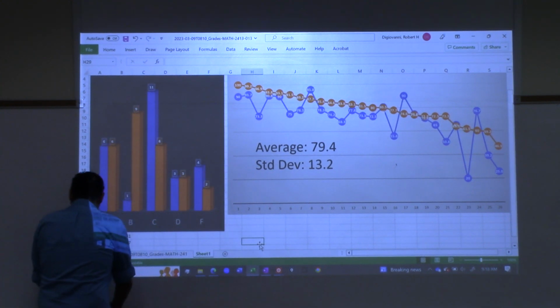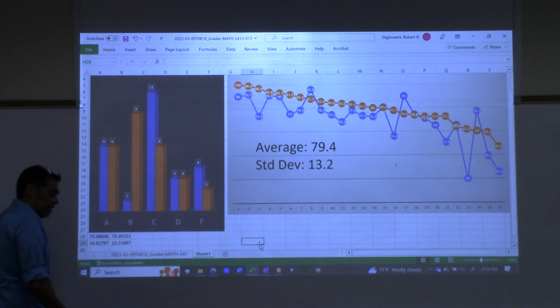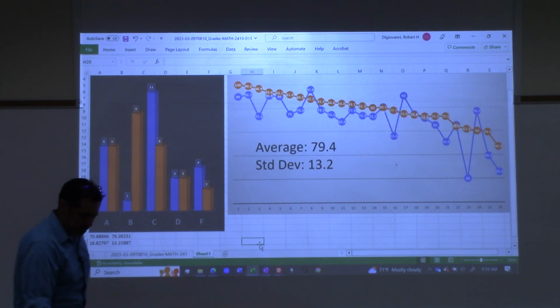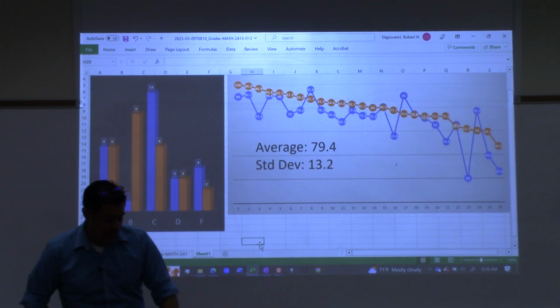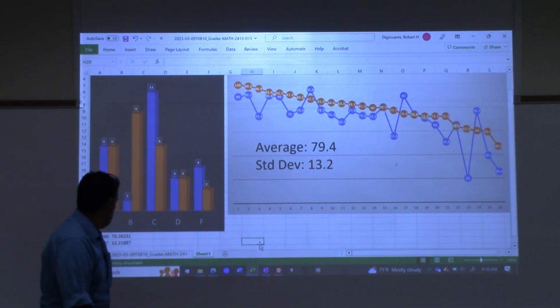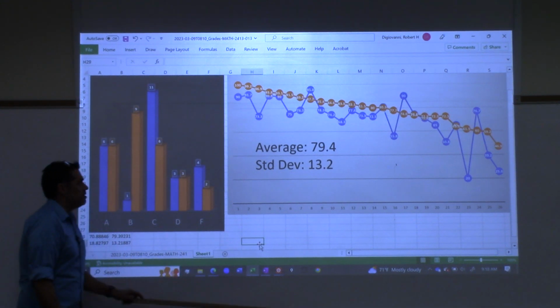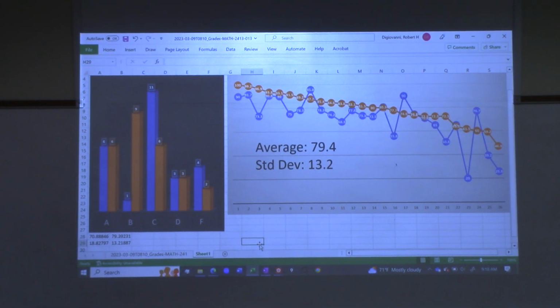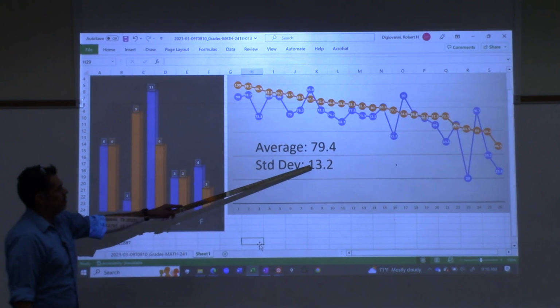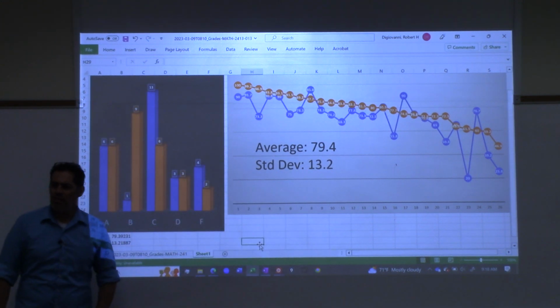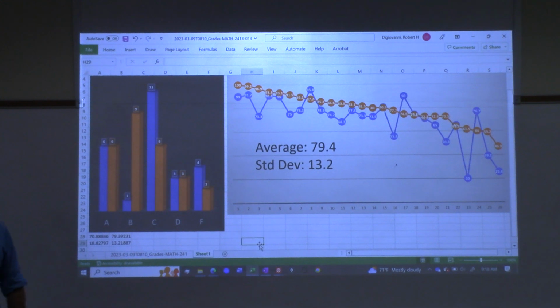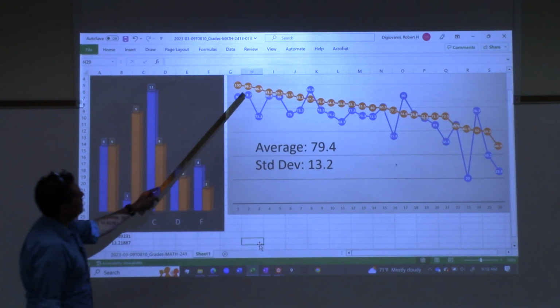So the grades for the test were actually really good. Something happened that I don't see very often in my 20 plus years of teaching, and that is our standard deviation was 13, which is one of the lowest I've seen, like ever. And what that means is that the grades are clumped together. You can kind of see it in the chart right here.